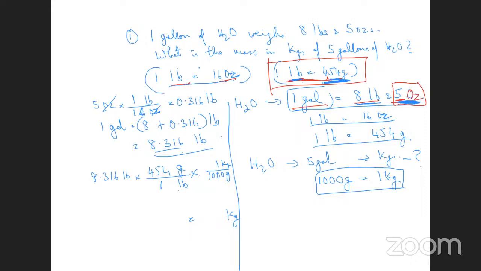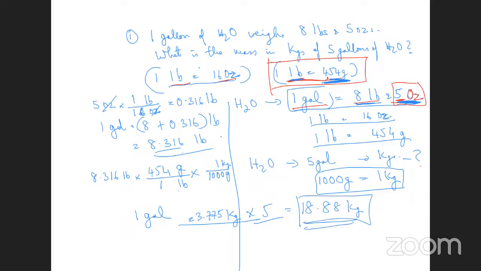So I get 3.775. But remember, this is for 1 gallon. So for 5 gallons, I multiply this by 5. I get 18.88, we'll say, kilograms. That's the answer.